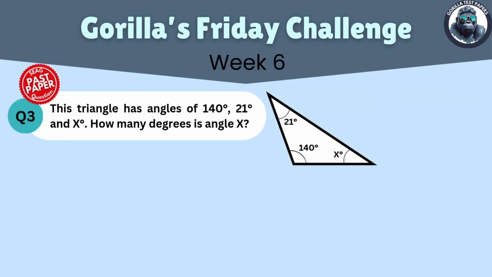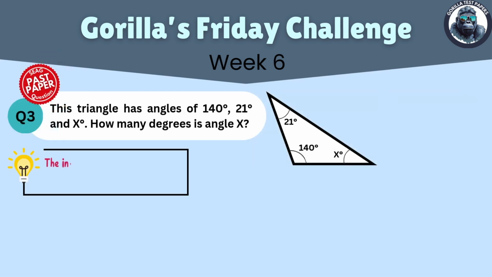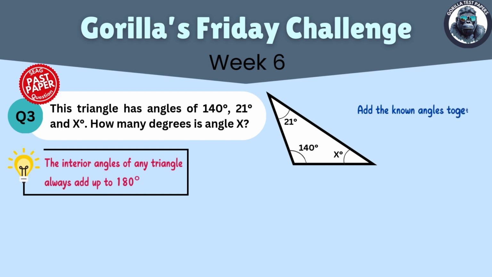This question uses the second learning point of the week, which is that the internal angles of any triangle always add up to 180 degrees. So let's use this learning point to solve this question. So first of all, we want to add the known angles together, so we do 140 degrees plus 21 degrees, which equals 161 degrees.